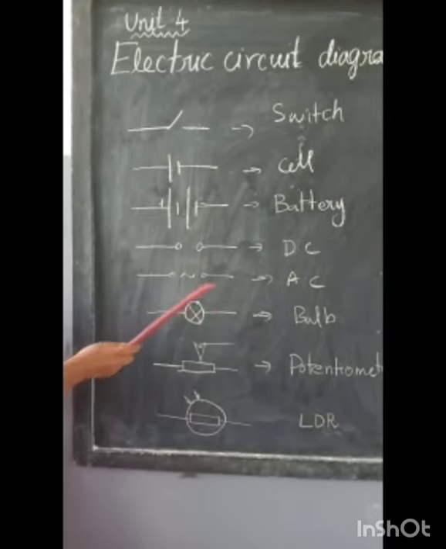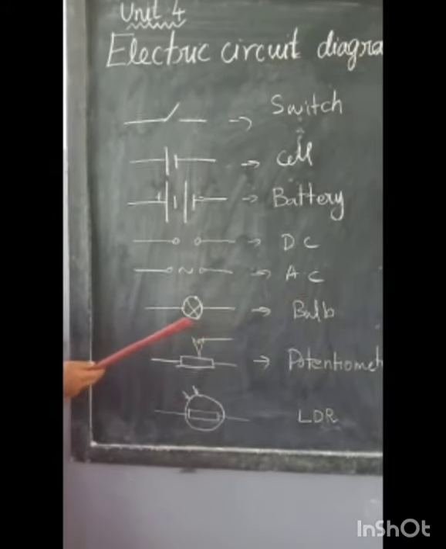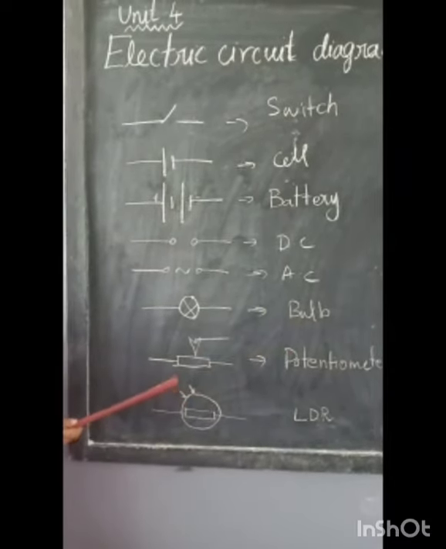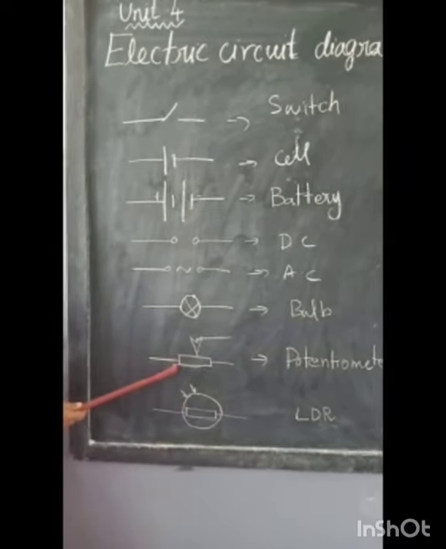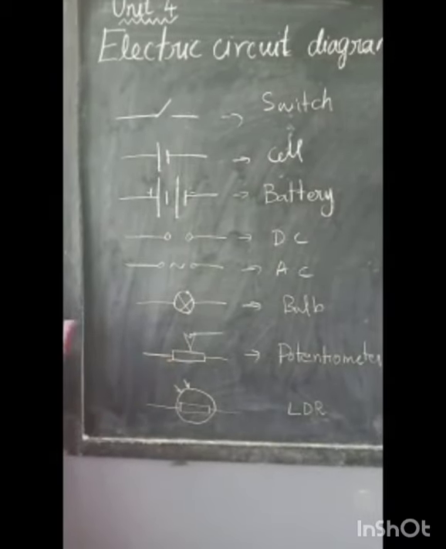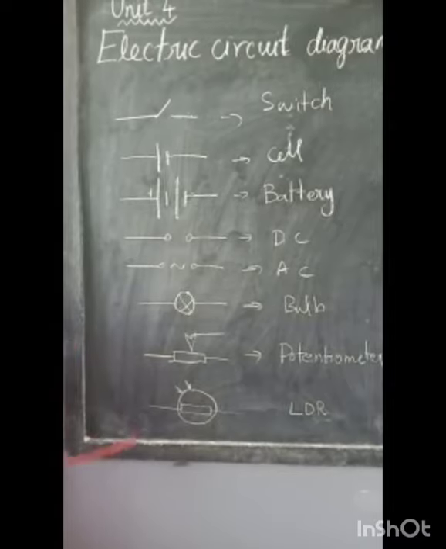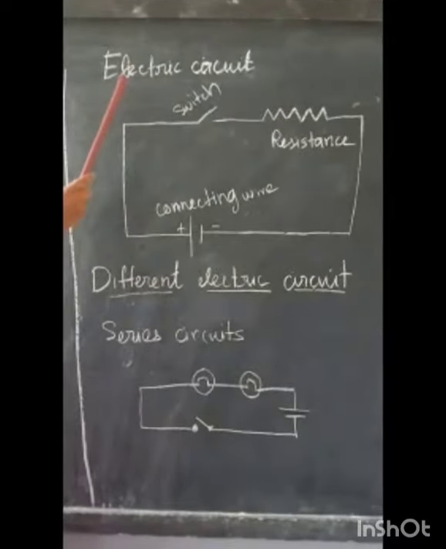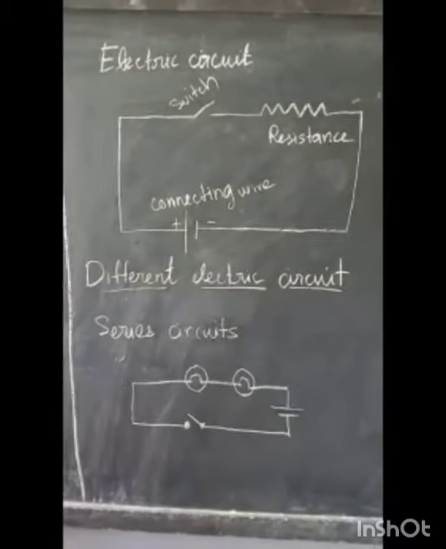This is the symbol for alternating current. This is the symbol for a bulb. Then this is the symbol for a potentiometer. Then LDR. This potentiometer and LDR you will see in higher classes. Okay. Students, this is one basic electric circuit.